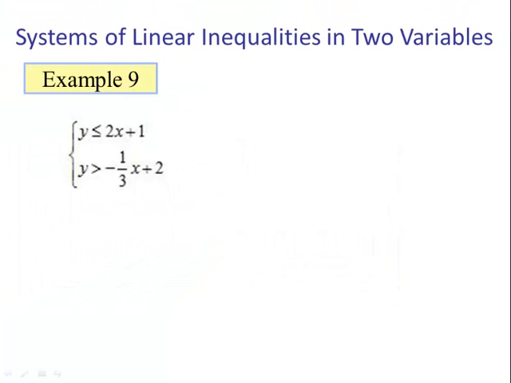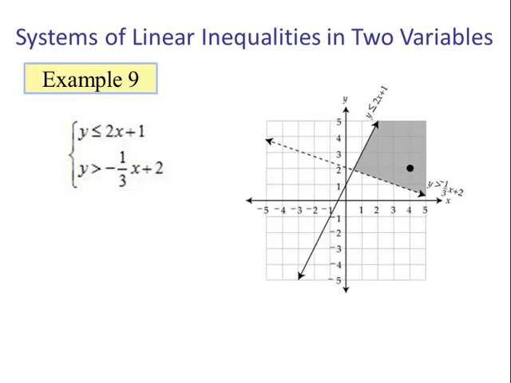Example 9. Solve this system. y is less than or equal to 2x plus 1. y is greater than -1/3 x plus 2. So for the first equation, we have the y-intercept being +1, and our slope is 2, up 2 over 1. We have our line. Now this is a solid line because this is a less than or equal to. For the other line, it's going to be a dotted line because this is a strict inequality. It's not an equal to.